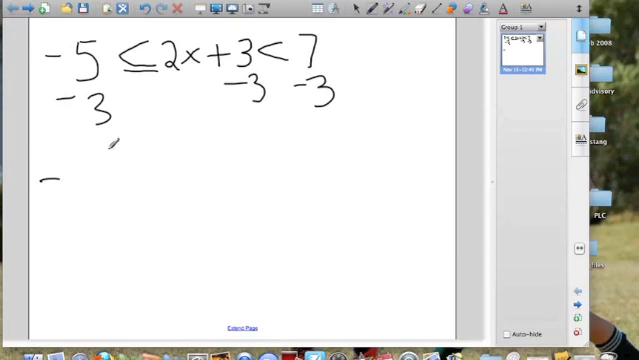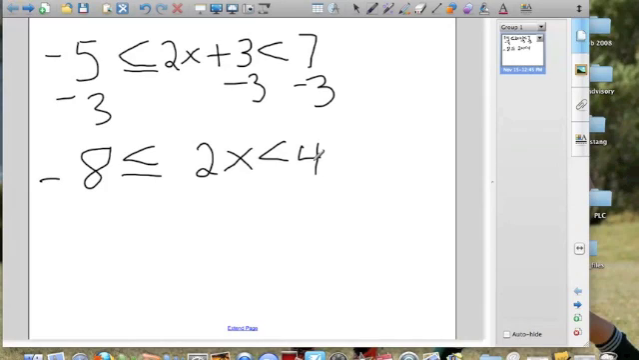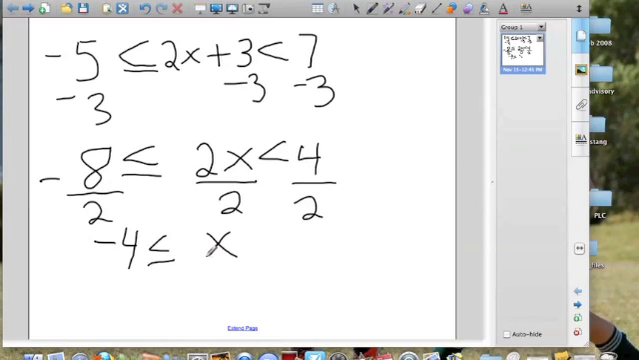And we end up with negative 8 is less than or equal to 2x is less than 4. Now our next step, we need to divide by 2 in all three locations. And we end up with negative 4 is less than or equal to x is less than 2.